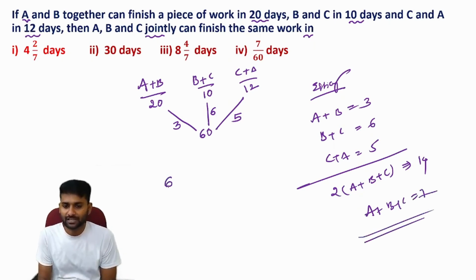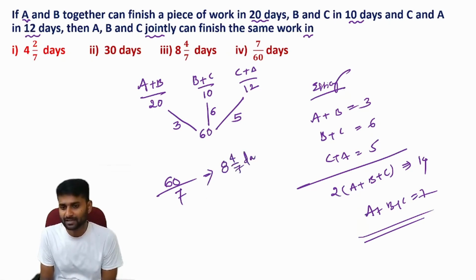Now the question for 60 units, now we are assigning all the 3 people together. If the 3 work together, they will complete 7 units per day. For 60 units, it takes how much time? 7 into 8 is equal to 56. Remainder is 4 by 7 days. Answer: 8 4 by 7 days.